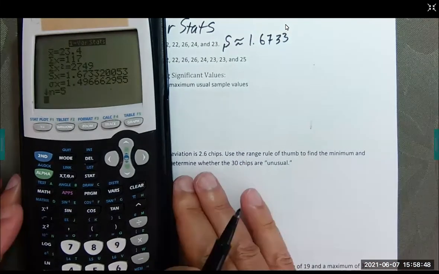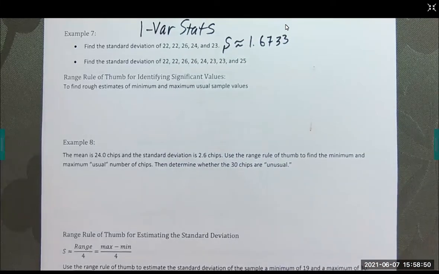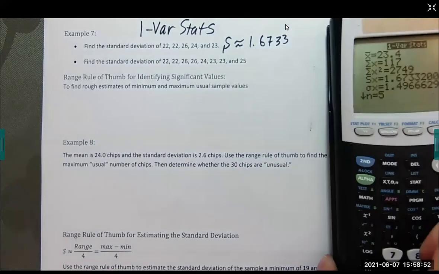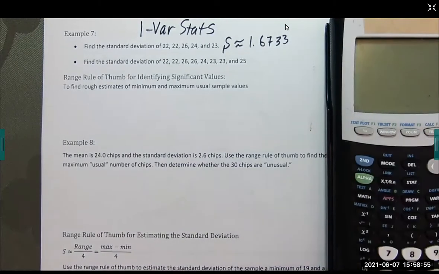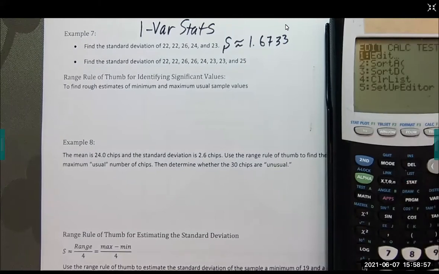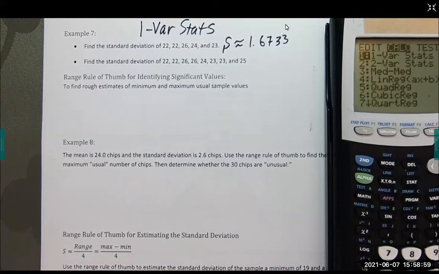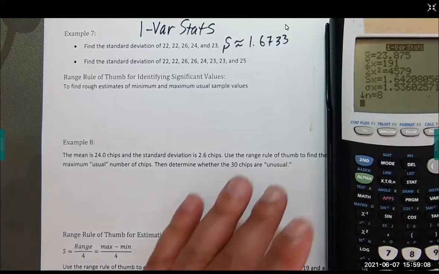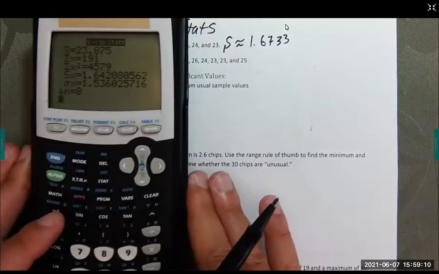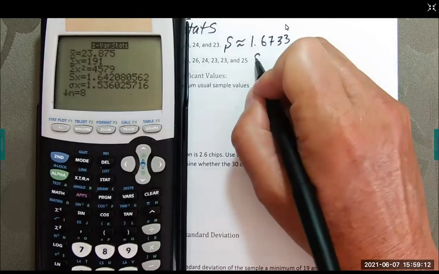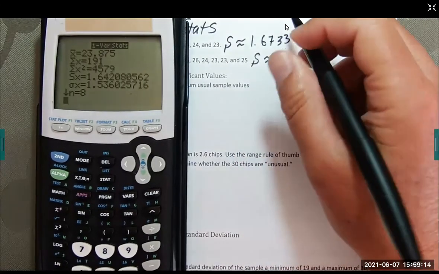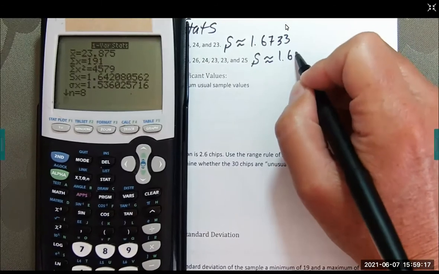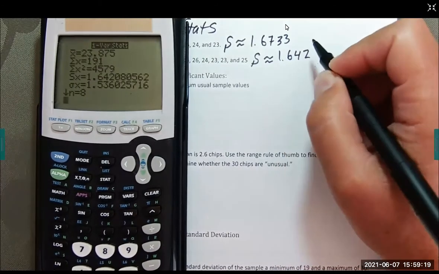I'm going to run the same thing on the other list. So quit out of that. Stat, calculate, one variable statistics. And I'm going to change that to list 2, second 2 is my list 2, and then calculate. So it's nice it does this for us. So s is about, in this case, 1.6421.